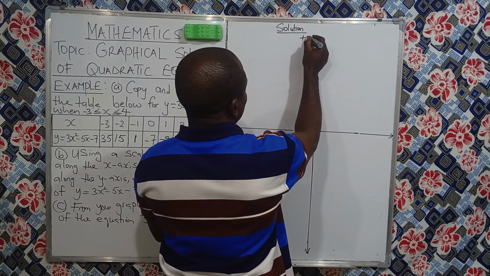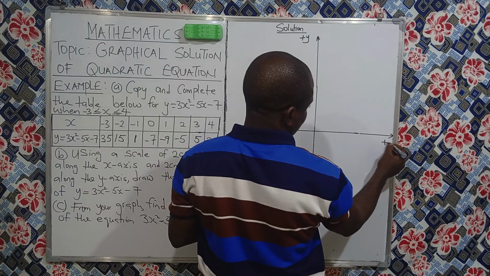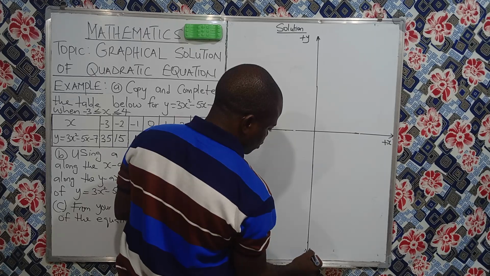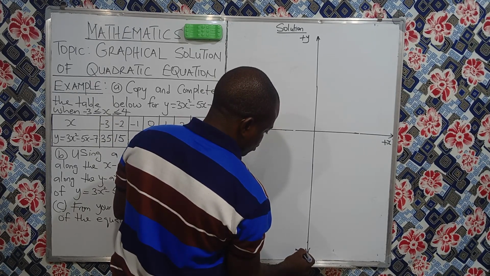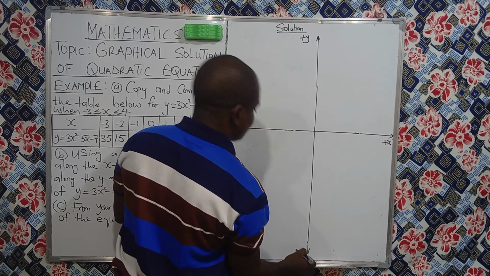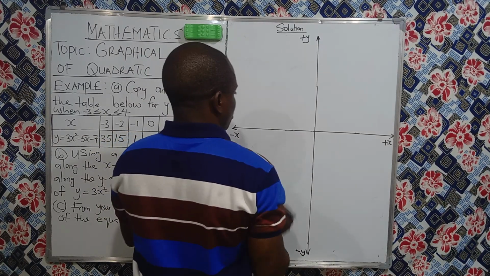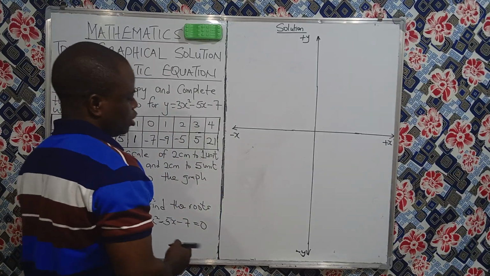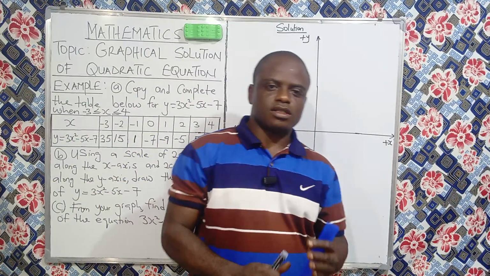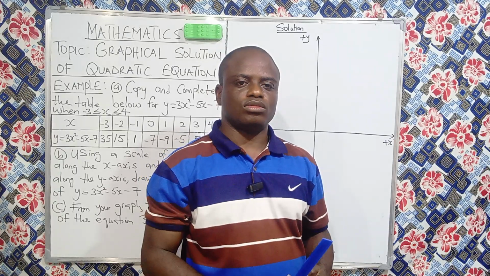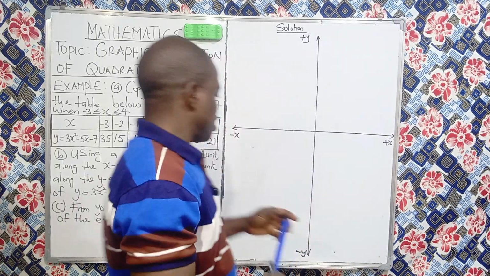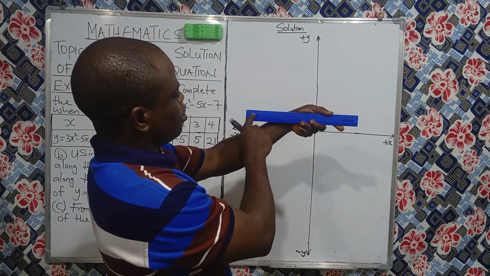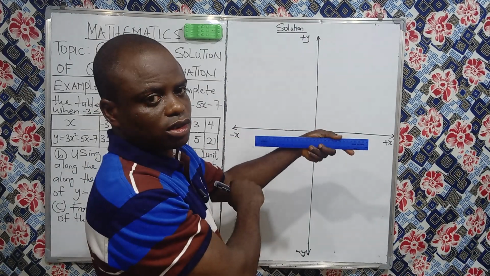So this is our positive y-axis, positive x-axis, negative x-axis, and the negative y-axis. 2 centimeters represent 1 unit. When you are talking about 1 unit, it means it's increasing by one unit. And if you look at this ruler, we have 2 centimeters has 20 boxes.